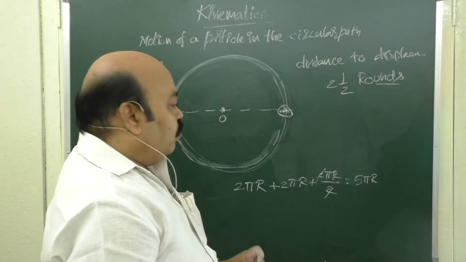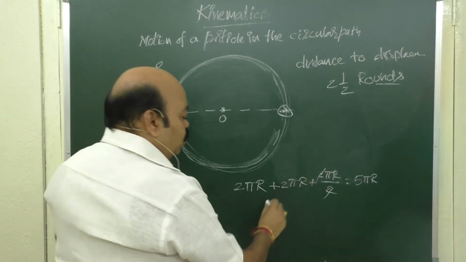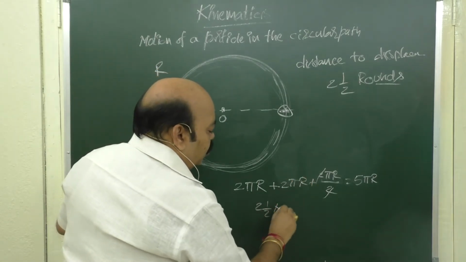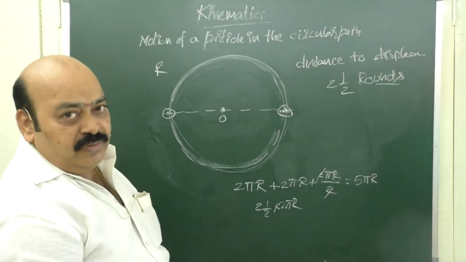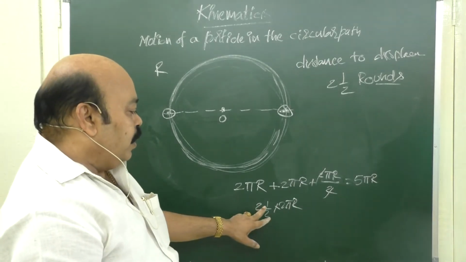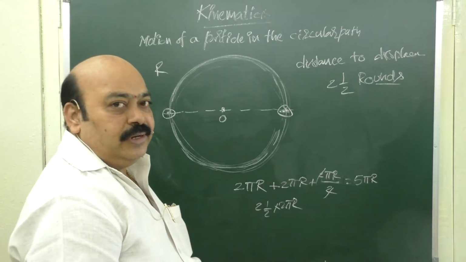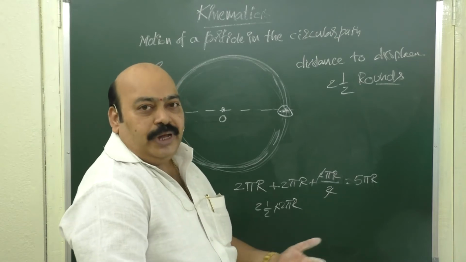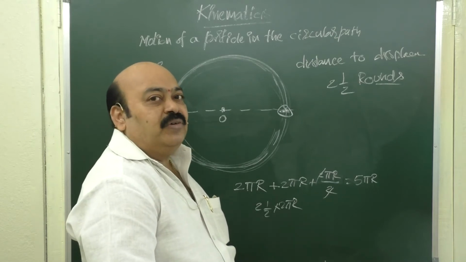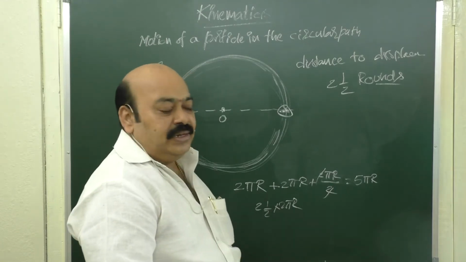If you find once again such a problem, just kill it using this technique. 2.5 into 2 pi r, this is the answer. 2.5 is a mixed fraction, first you convert it into an improper fraction. 2.5 is nothing but 5 by 2, 2 gets cancelled, 5 pi r is the direct answer. If it is 3.5, say 3.5 into 2 pi r, again 3.5 is nothing but 7 by 2 into 2 pi r, 2 gets cancelled, 7 pi r is the right answer.